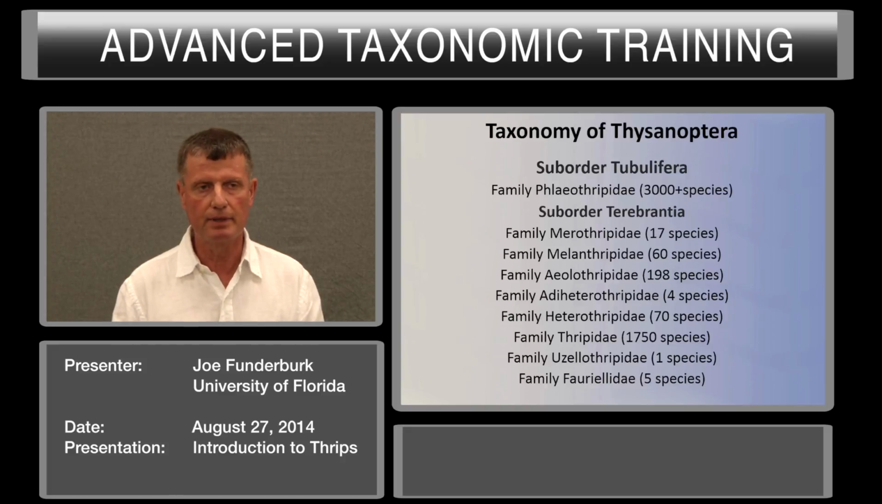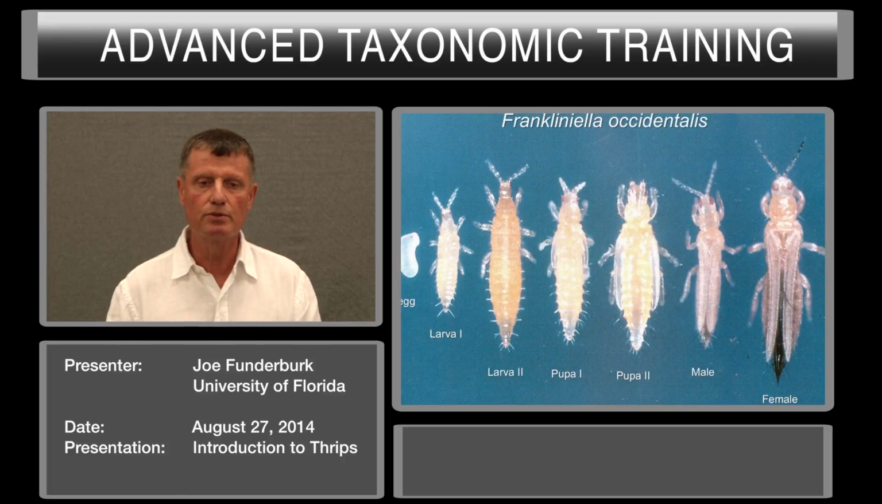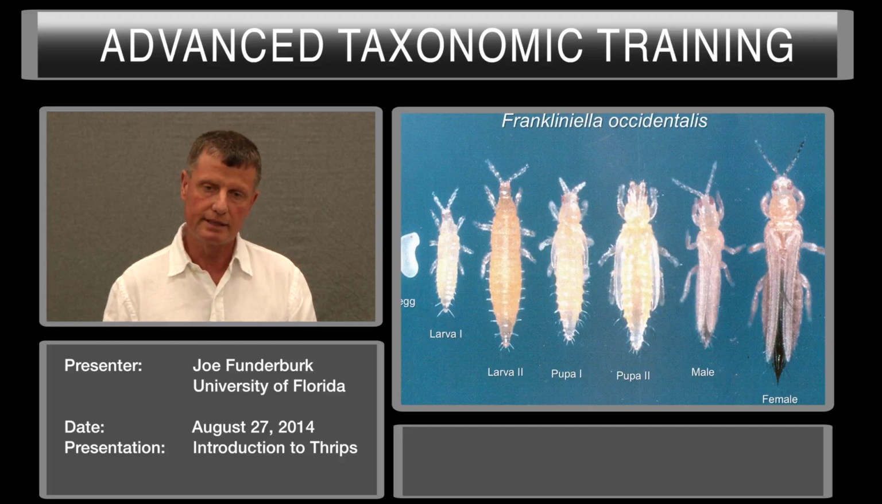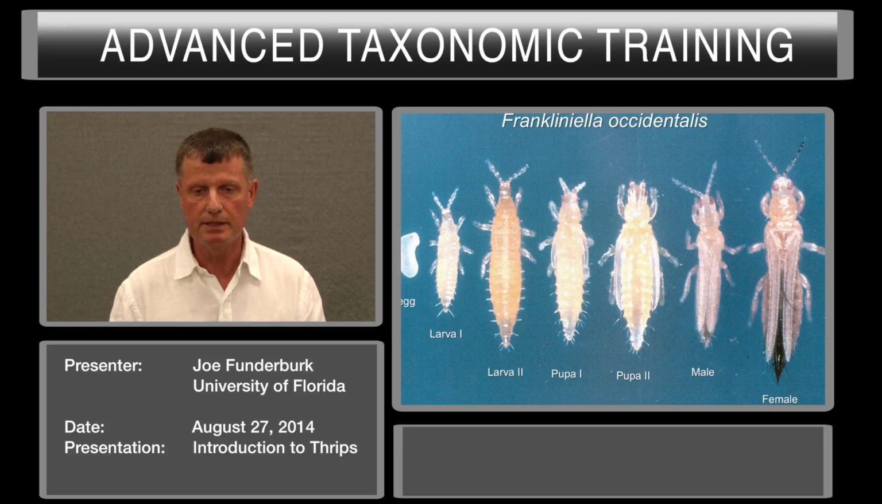The other common families that you will encounter are the Aeolothripidae with about 200 species and the Heterothripidae with about 70 species. I'm going to utilize the western flower thrips or Frankliniella occidentalis as an example in the introduction. It is a Terebrantian species. This slide shows the different life stages of Frankliniella occidentalis.